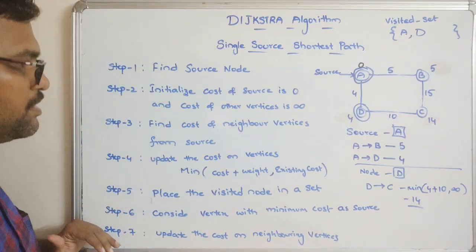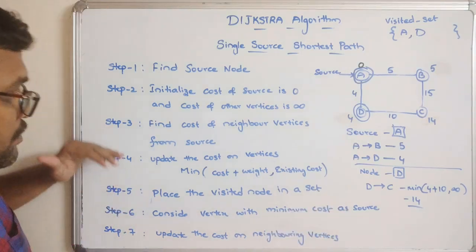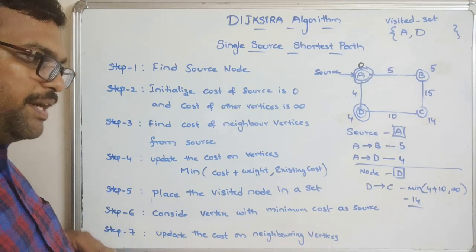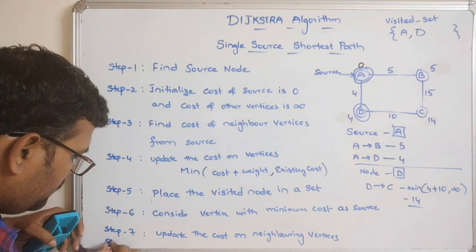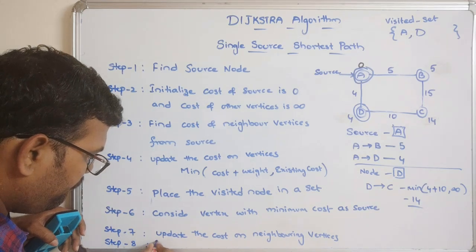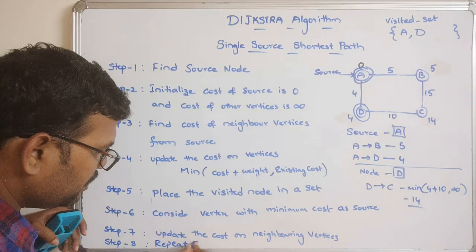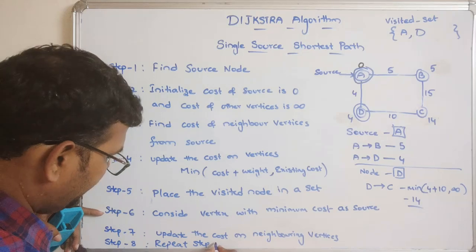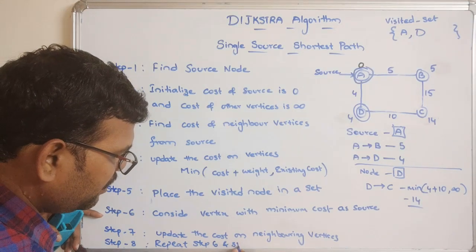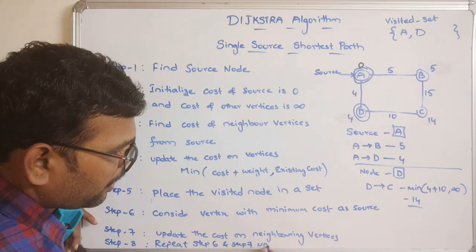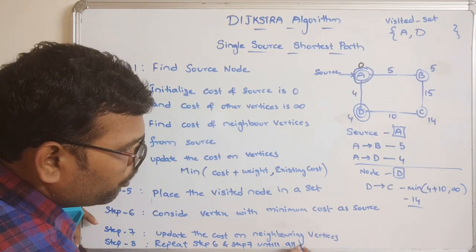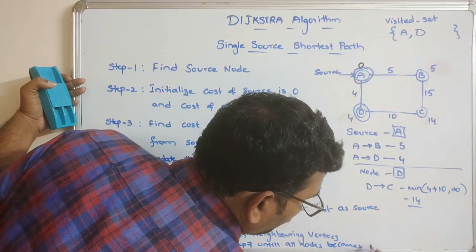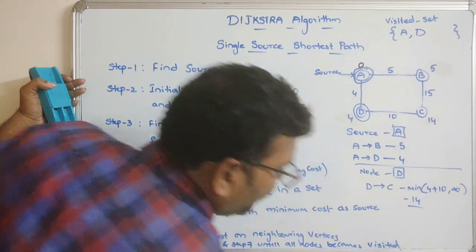Repeat the same process from step 5. Okay, sorry. Step 6 and 7. Repeat the same process. Step 8. Repeat step 6 and step 7 until all nodes become visited. So we have to repeat the same steps.